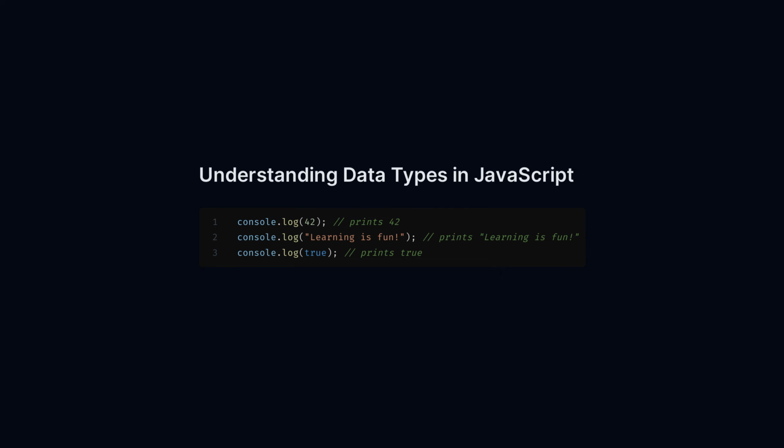Last but not least, we see a boolean represented as true. Booleans are binary data types and can hold only one of two values, true or false. As simple as they are, these data types are the building blocks of all JavaScript programs. Remember, dynamic, interactive, and fun. That's how learning JavaScript is, isn't it?